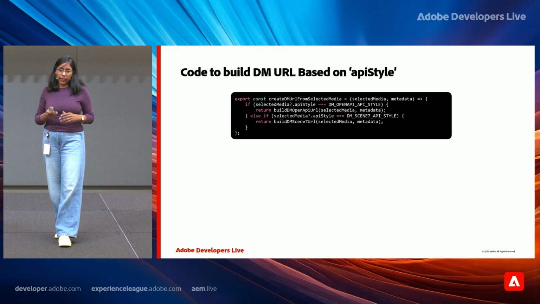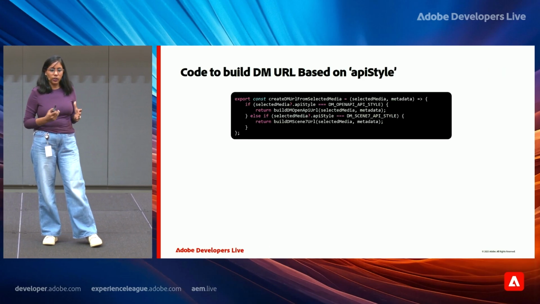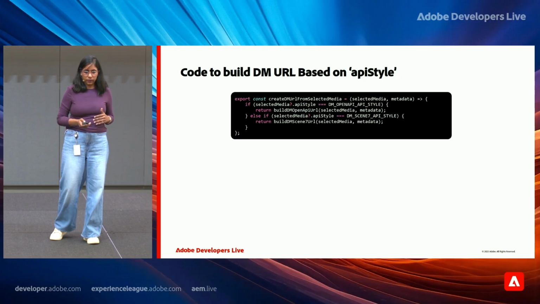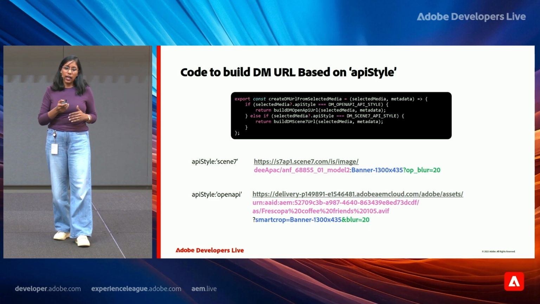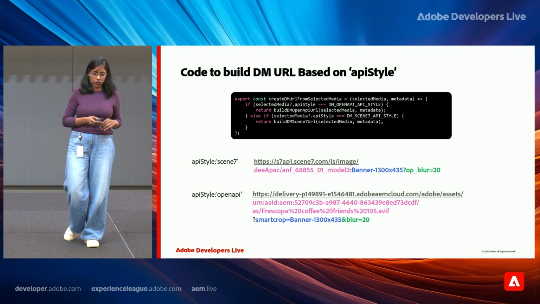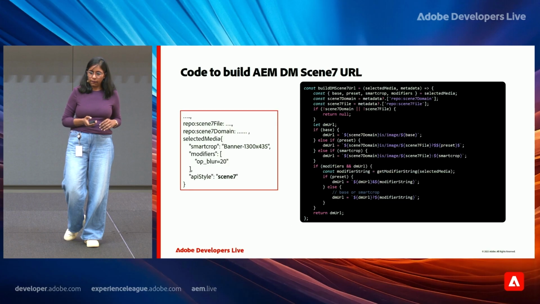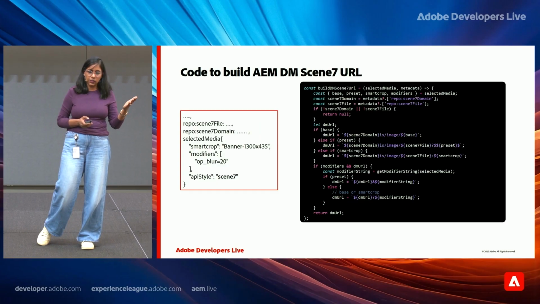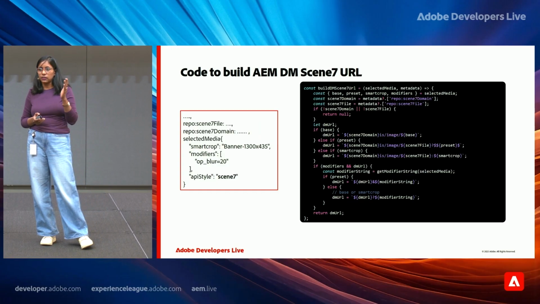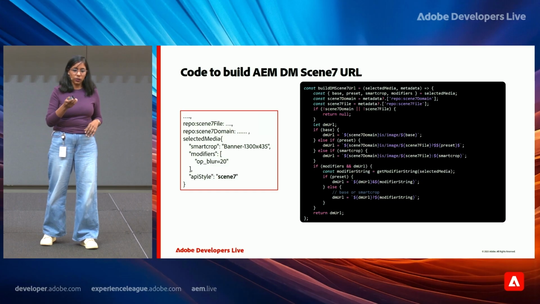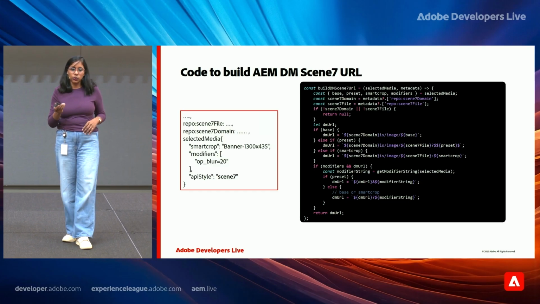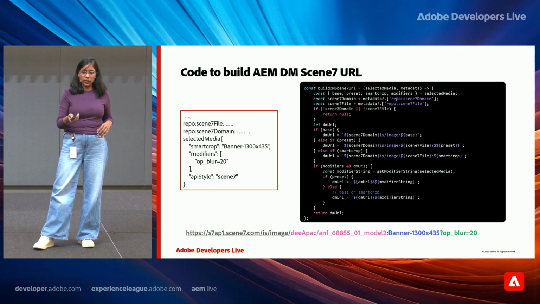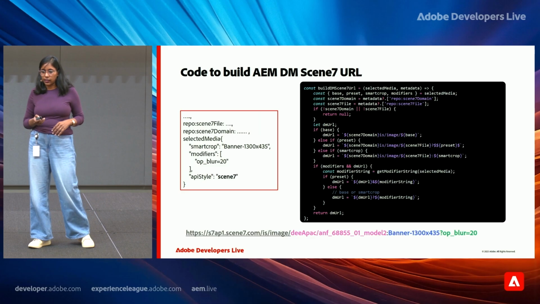Now, in the application code, you'll have to code in order to build your dynamic media URL based on your API style. This is because the Scene7 and the OpenAPI follow different URL formats. So you'll have a utility method which will be building your Scene7 URL, as well as a utility method for your DM OpenAPI URL. In these methods, you will then use the Scene7 file, the Scene7 domain, and the selected media object to build a URL which conforms to the Scene7 style.